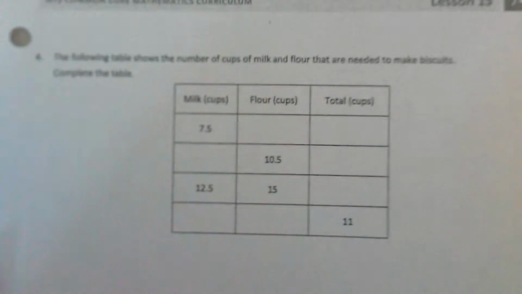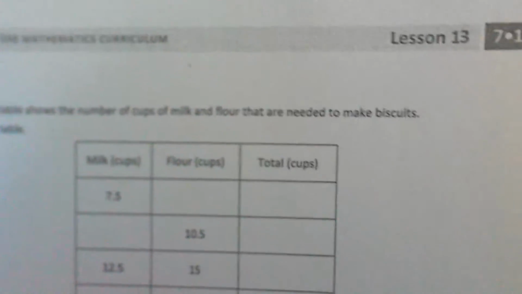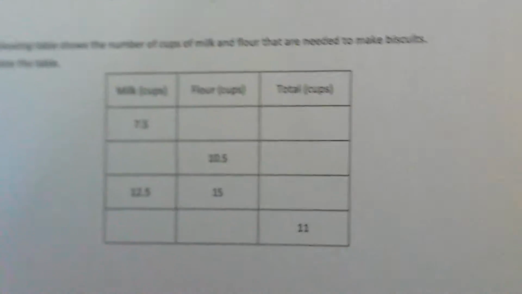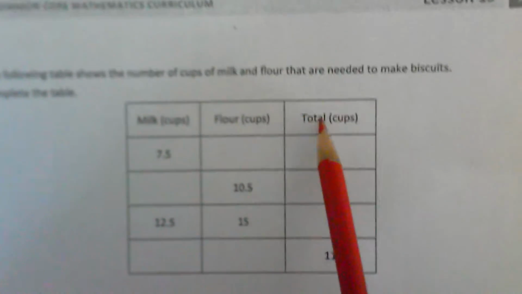Okay, here is a ratio table, and this says the following table shows the number of cups of milk and flour that are needed to make biscuits. Complete the table. So let's take a look at our table first, okay? Things we can see here: we have our milk, and we have our flour, and we also have our total.